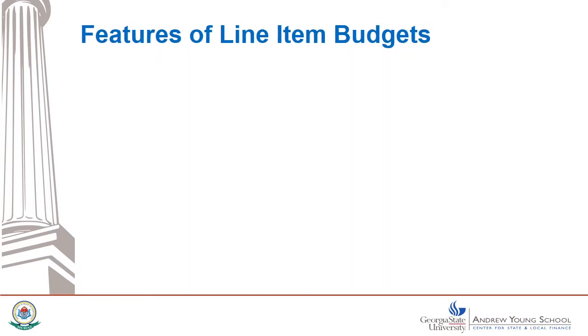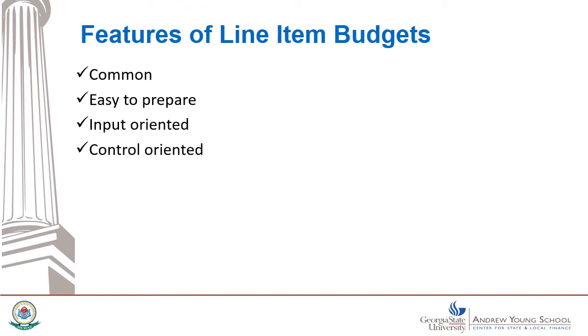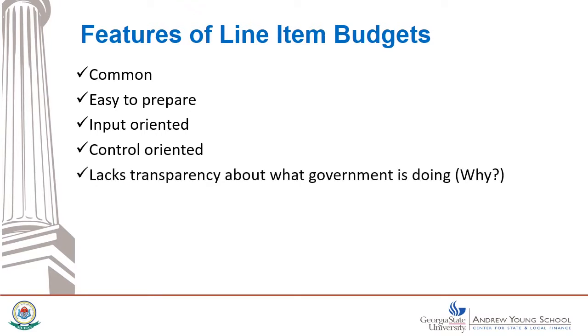A line item budget, even if it's done by category, is the most common budget format. It's easy to prepare and understand. It's oriented to the inputs of a program, such as wages paid and supplies and services used. It's focused on the control of spending, but it lacks transparency about what the program actually does, or why the money is spent for this particular program.